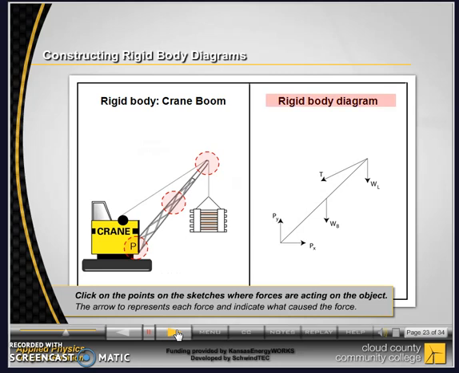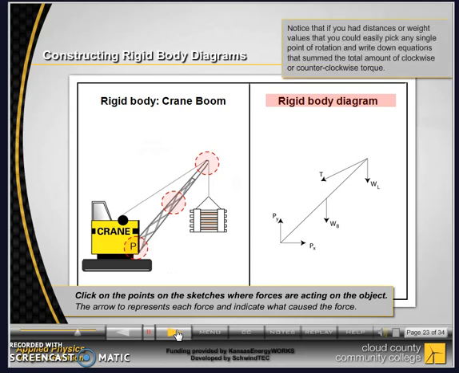In the second box, you see a rigid body force diagram with appropriate labels for all forces. Notice that if you had distances or weight values, you could easily pick any single point of rotation and write down equations that sum the total amount of clockwise or counterclockwise torque.